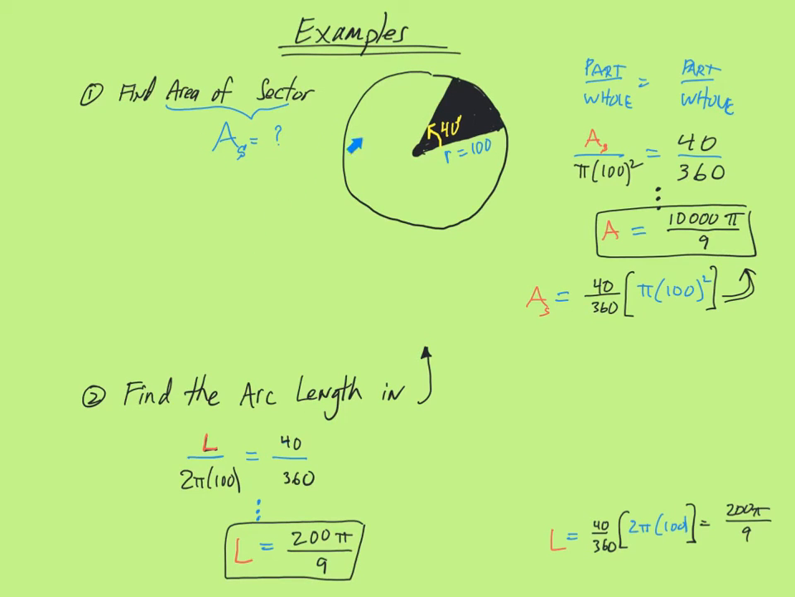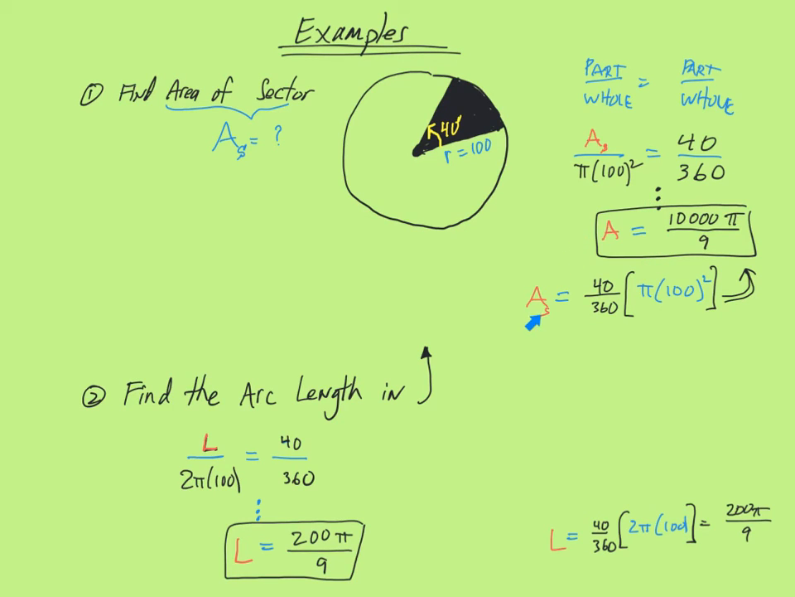Here we go. Find the area of this black sector when the radius is 100 and the central angle's measure is 40 degrees. So if we use the proportion, the area of the black sector divided by the whole circle, pi r squared, equals the central angle 40 degrees divided by the whole central angle 360 degrees. When you solve this, we get 10,000 pi over 9.